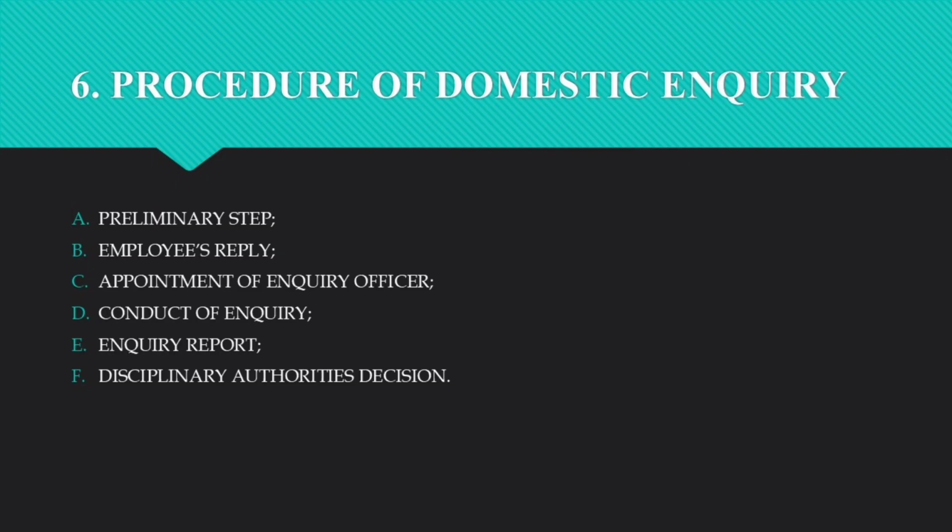And the next one is the final decision. So finally, the disciplinary authority passes the final order. The possible punishments include warning, fine, suspension, withholding increments, reduction in rank, dismissal or termination. So the punishment must be proportionate and reasonable.